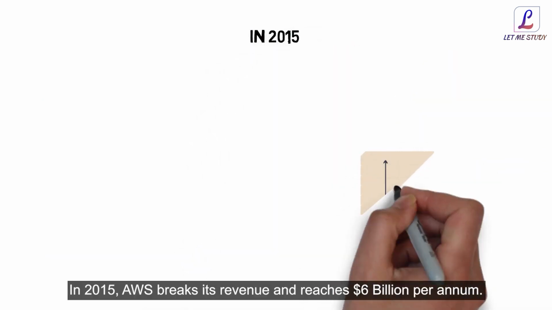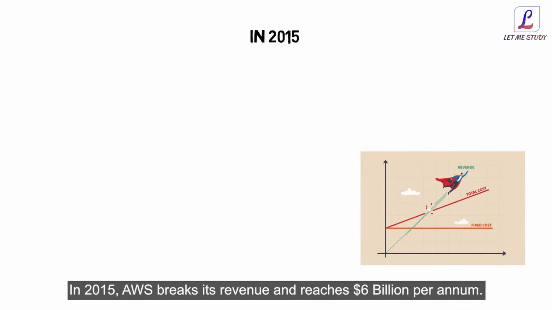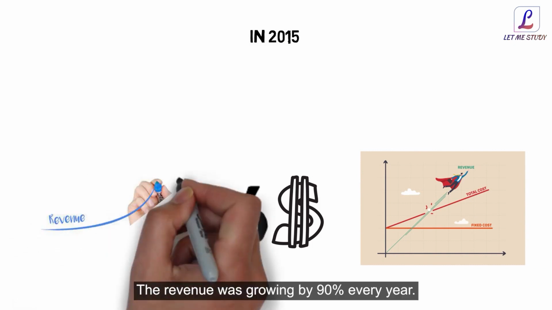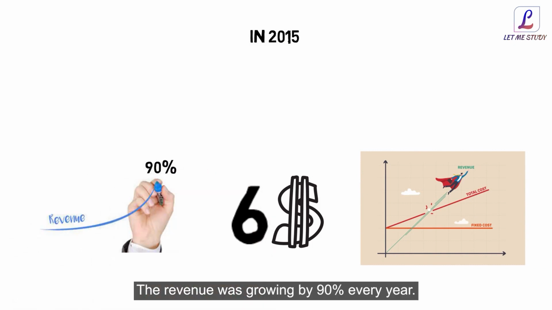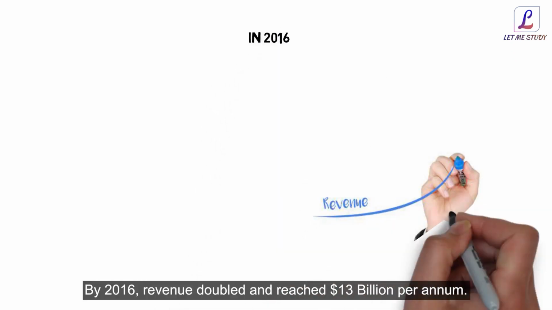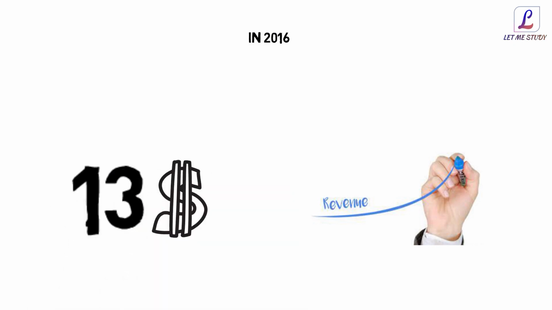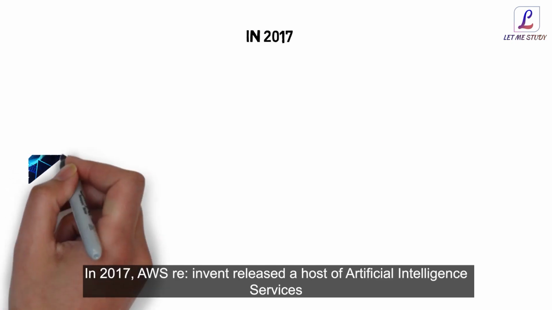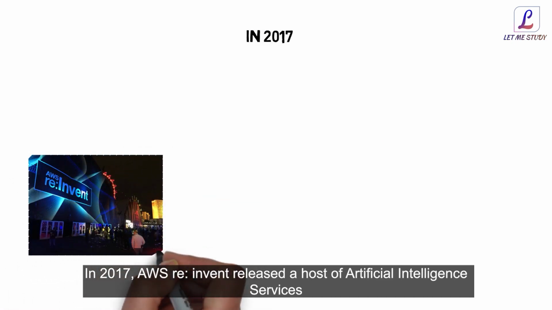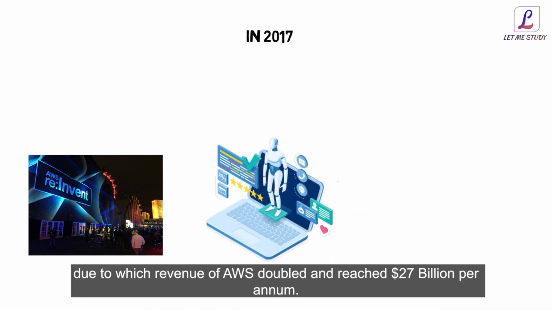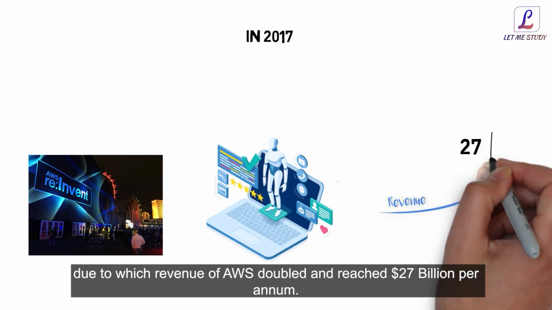2015. In 2015, AWS broke its revenue record and reached $6 billion per annum. The revenue was growing by 90% every year. 2016. By 2016, revenue doubled and reached $13 billion per annum. 2017. In 2017, AWS re:Invent released a host of artificial intelligence services, due to which the revenue of AWS doubled and reached $27 billion per annum.